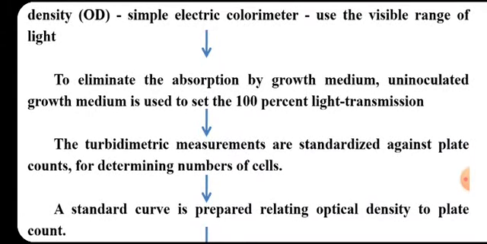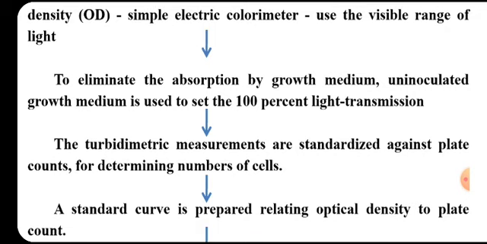in between, to eliminate the absorption by growth medium, because what we are measuring is optical density, which is related to absorbance of visible light from visible range of light. So this light can be absorbed by microorganisms as well as by the components present in growth medium. But we are only interested in absorbance of light by microorganisms, and we are not interested in the absorbance of light by medium components.